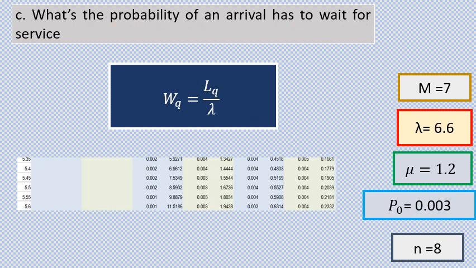So now we need to calculate WQ. To get WQ we need LQ, and the nice thing about this table is right away it's going to give us LQ, which is right here. So this is the M equals 7 column. So we get LQ equal to 1.6736.